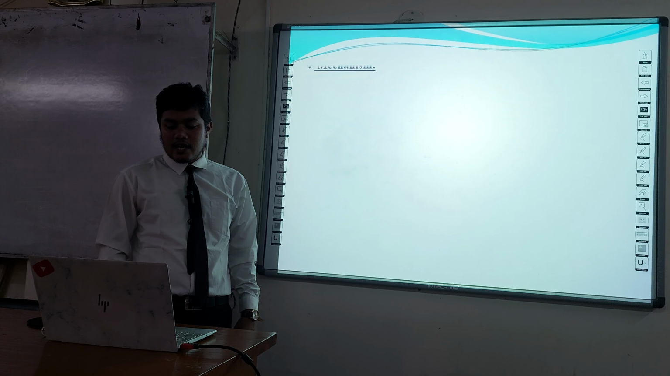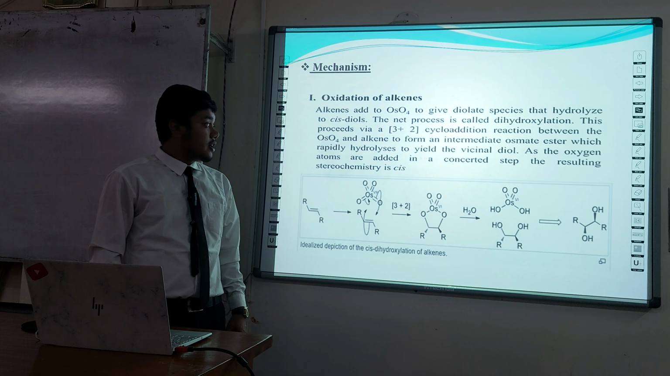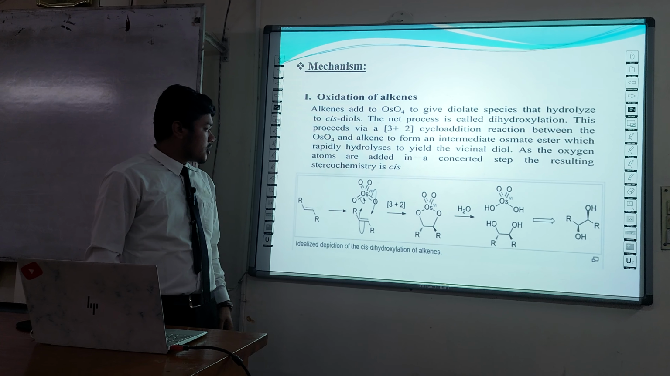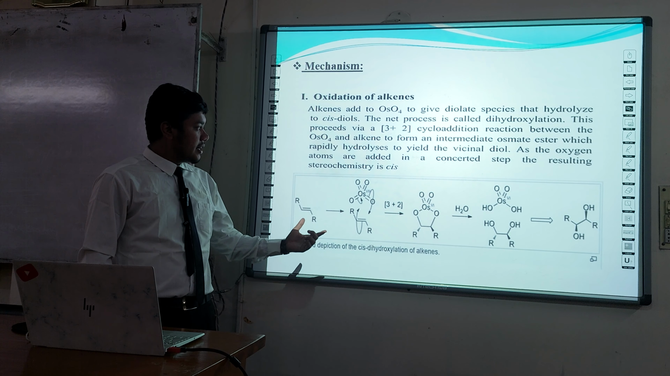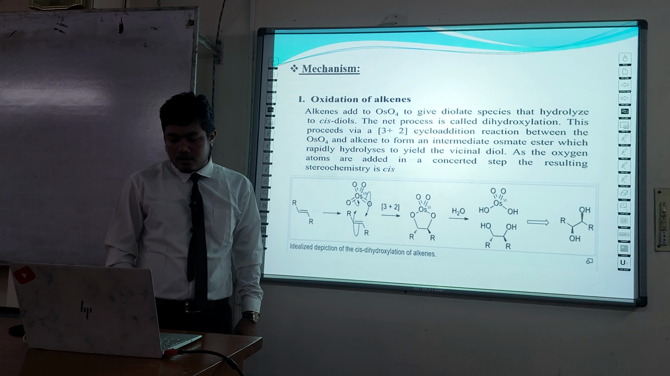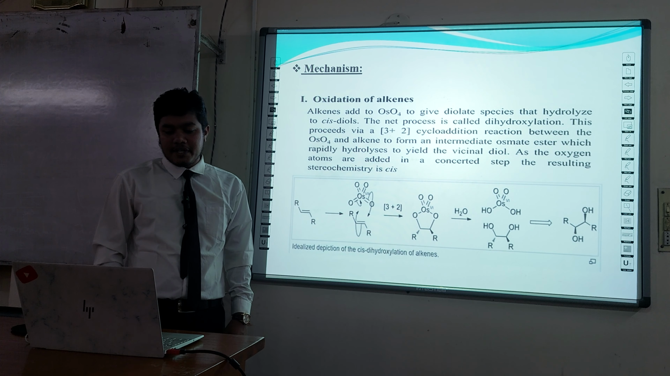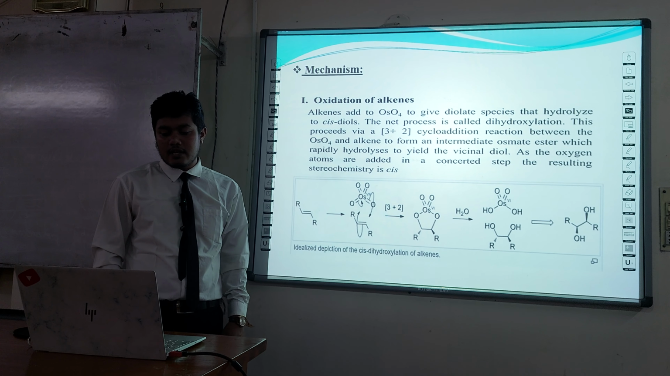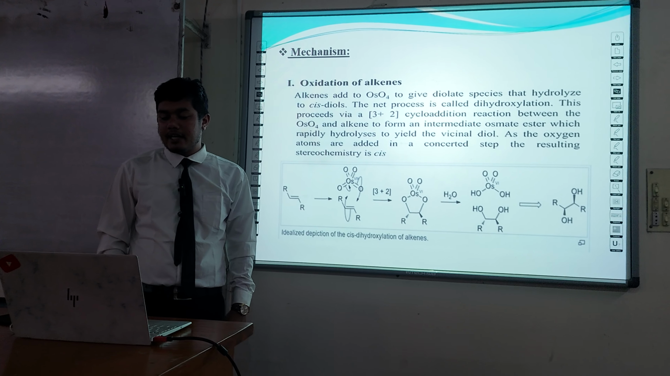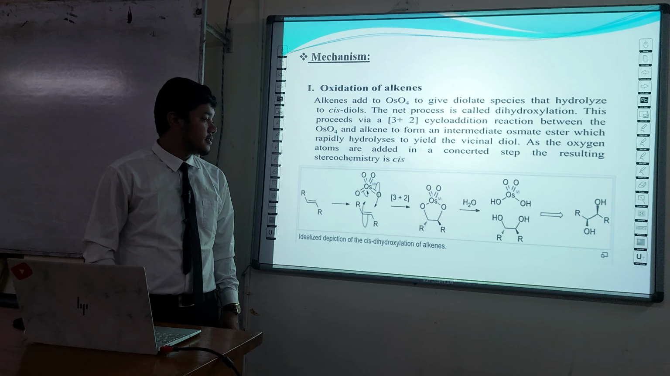Now I will describe the mechanism of osmium tetraoxide with alkenes. We see that alkene reacts with osmium tetraoxide and forms an intermediate called osmate ester, which is rapidly hydrolyzed to yield the vicinal diol. As the oxygen atoms are added together, the resulting stereochemistry is cis.